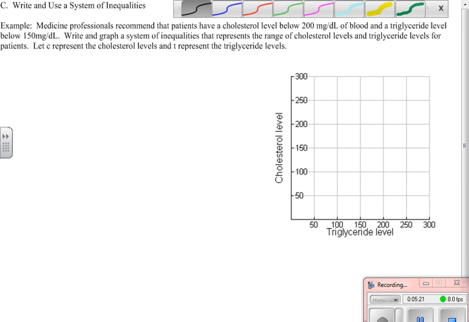Now, the next example is a real-world example. Medical professionals recommend that patients have a cholesterol level below 200 milligrams per deciliter of blood and a triglyceride level below 150. Write and graph a system of inequalities that represents the range of cholesterol levels and triglyceride levels for the patients. Let C represent cholesterol and T represent triglycerides. So on our graph, we happen to have the triglycerides as our x-axis, the cholesterol as our y-axis.